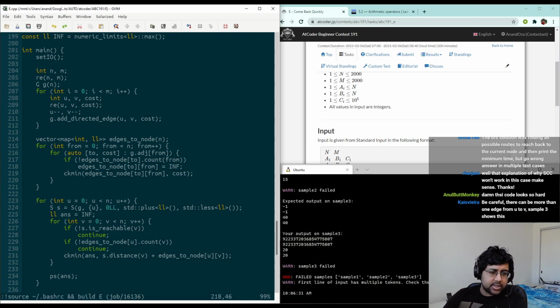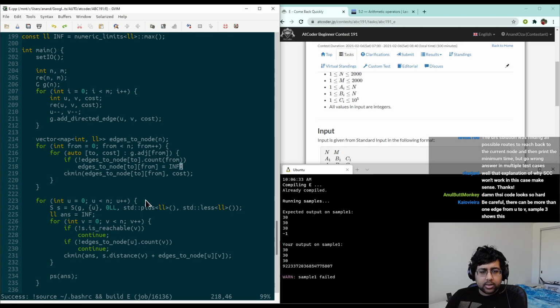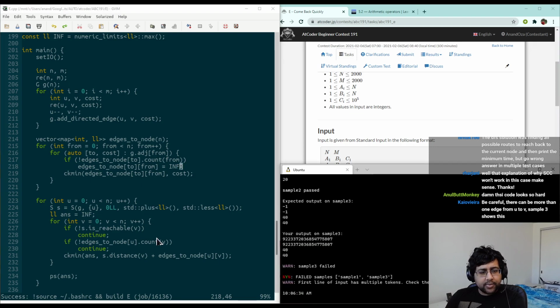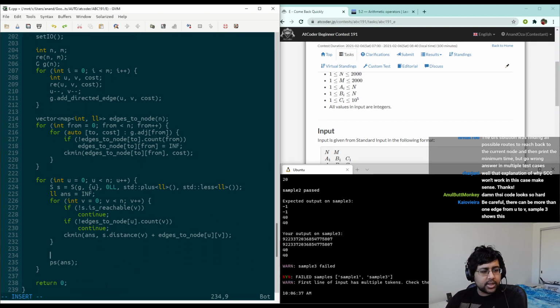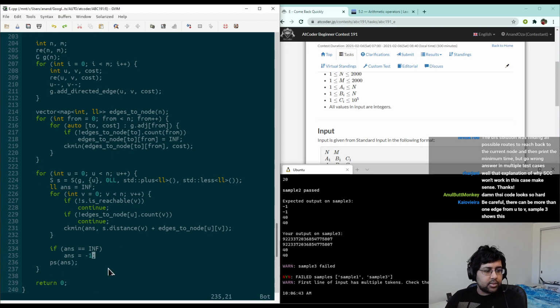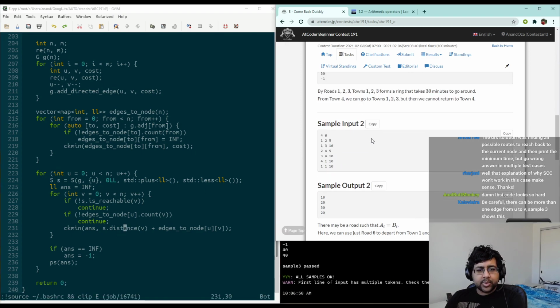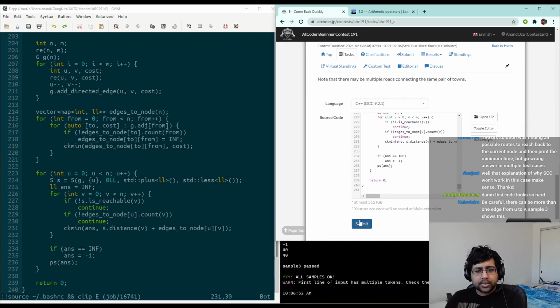I guess I can do this. This is kind of messy, but okay, cool. So now we got 40, and then we just have to do this one last check. We need to print -1 instead of our infinity value. Okay, cool. So this passed the samples, so we can try submitting it.